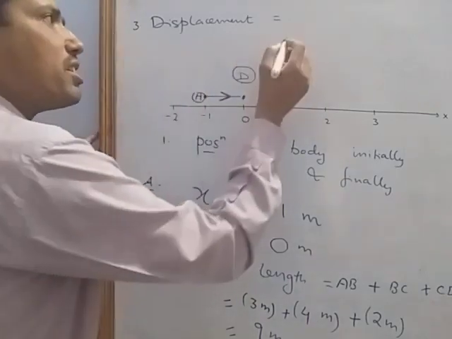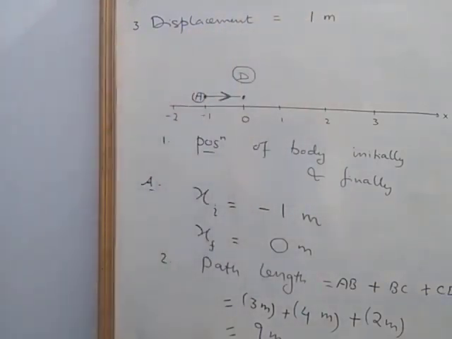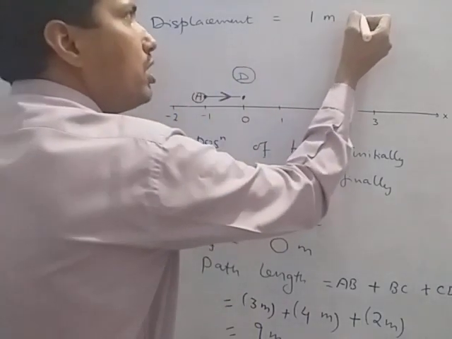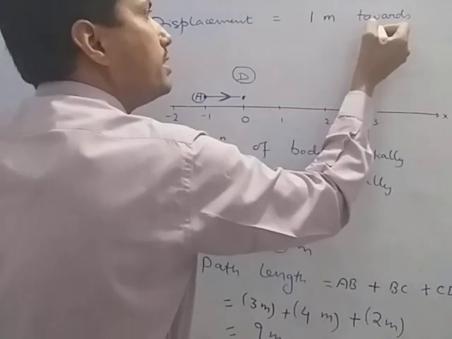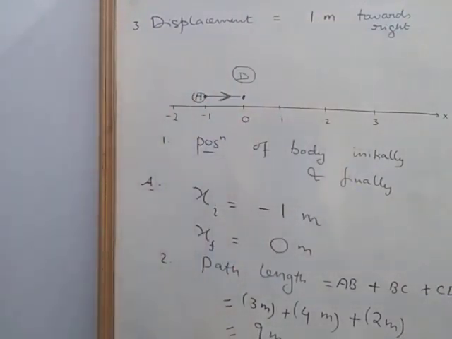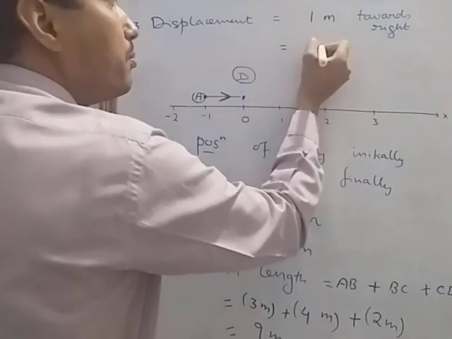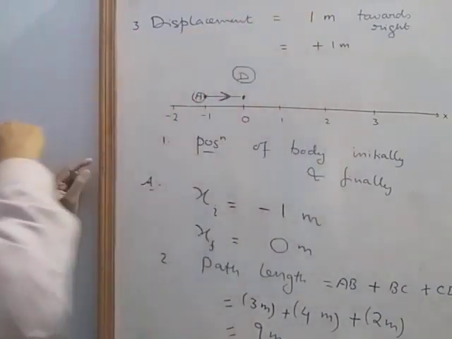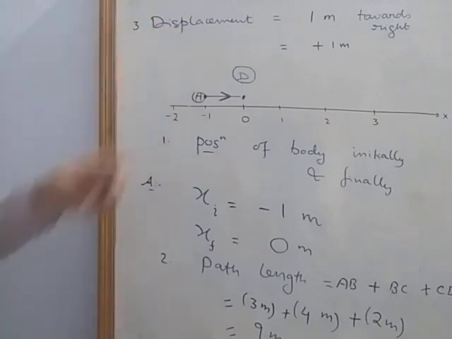So for the answer for displacement, don't write simply 1 meter. It is an incomplete answer. This simply tells you the value. I have told you displacement also has a direction. In this case, it is 1 meter towards where? Towards right. And I have told you the convention, right direction we usually take as positive. So we'll take it as plus 1 meter. So here we have discussed initial and final positions, how to find the path length, and how to find the displacement.